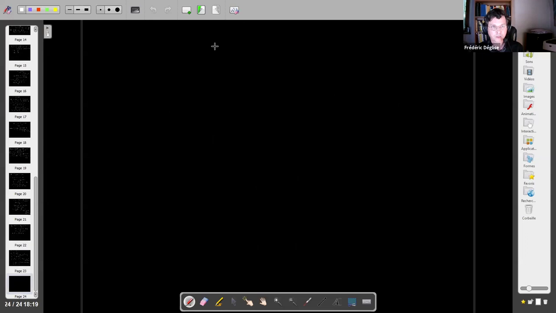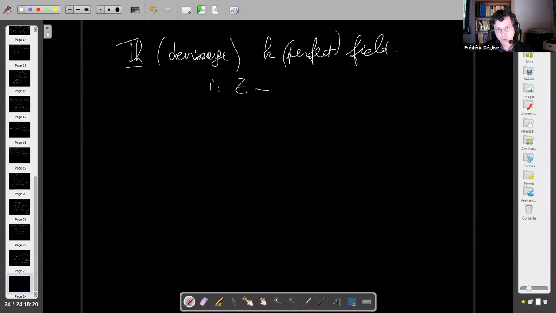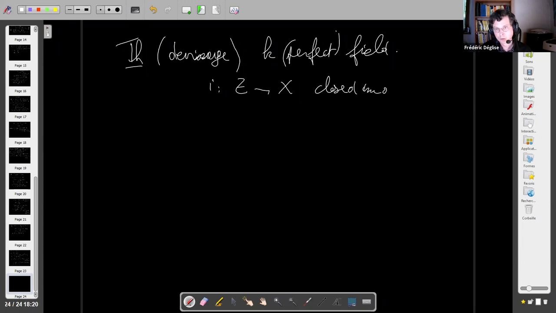Okay, so before stating the main theorem, I just want to introduce this theorem, which is a kind of dévissage theorem, or it could be a lemma of Voevodsky. So it's actually a lemma for the main theorem. And it tells you, now K is a perfect field. So I just take i from Z to X, a closed immersion of a smooth divisor. And of course, X over K is smooth.